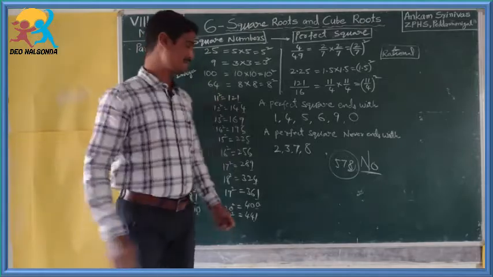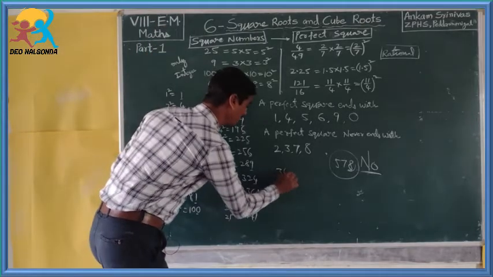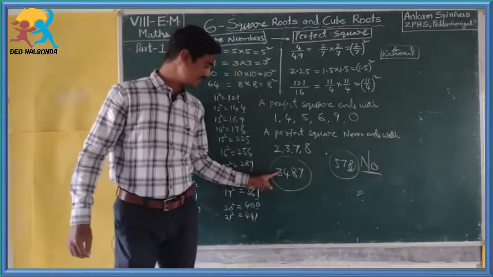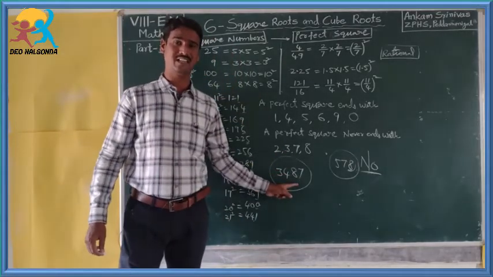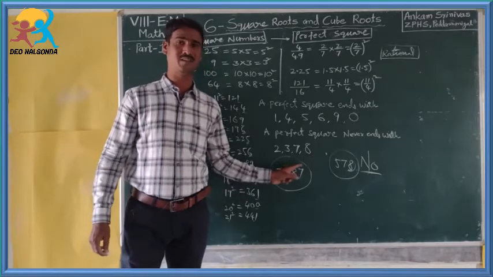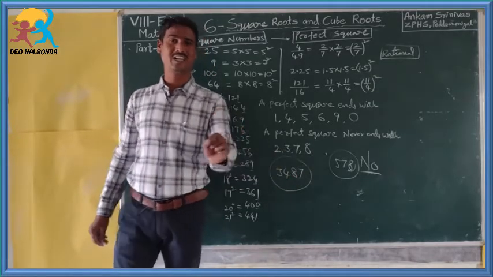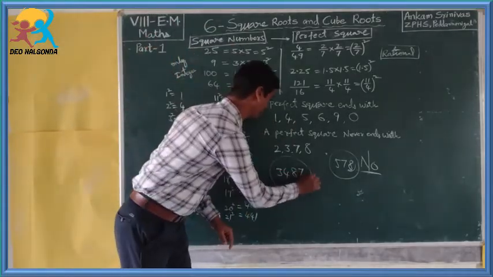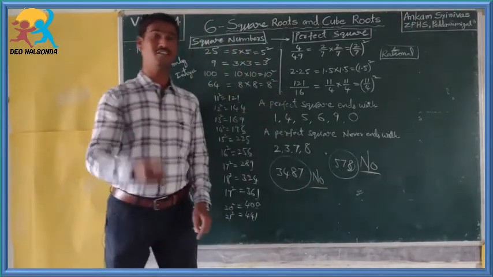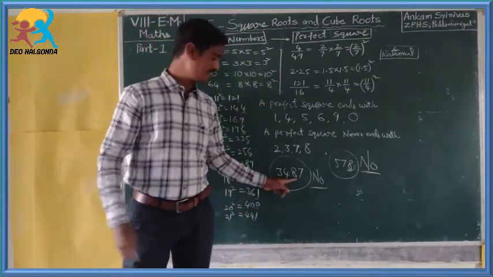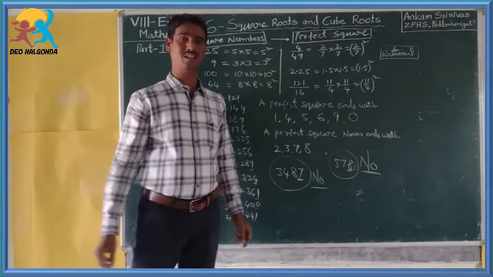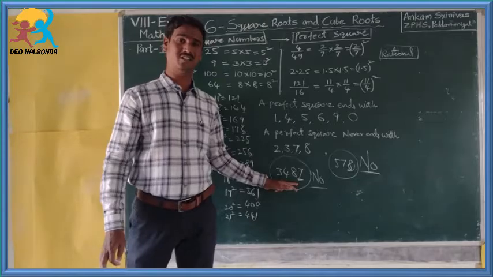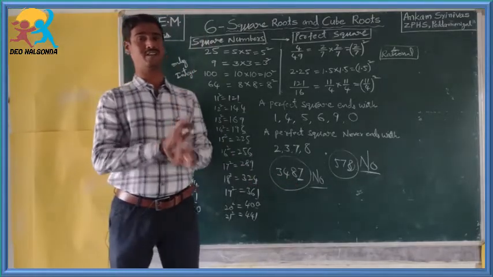Take another problem. Suppose 3487. Check whether the given number is a perfect square or not. Within a second we can say that it is not a perfect square. Why? This number ends with 7. A perfect square never ends with 7. So, the given number is not a perfect square.